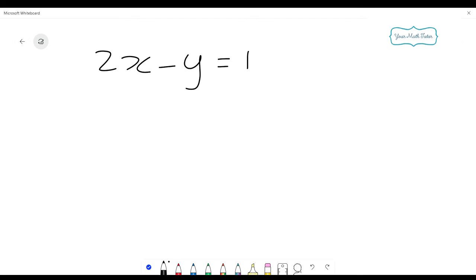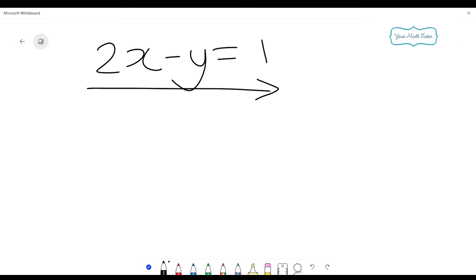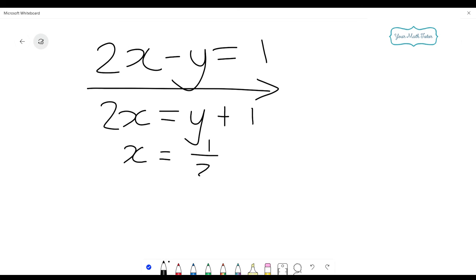It tells us that the solutions for x and y are any values of x and y that can satisfy this particular equation. So this tells us that this was a consistent system of linear equations with infinitely many solutions. Let's solve it out and see. So we would have 2x is equal to y plus 1, and therefore x is equal to a half times y plus a half.